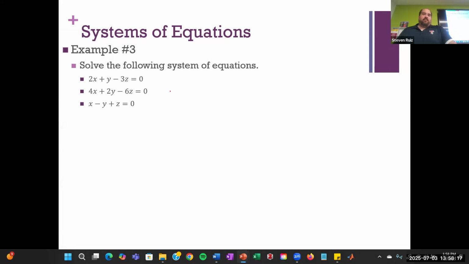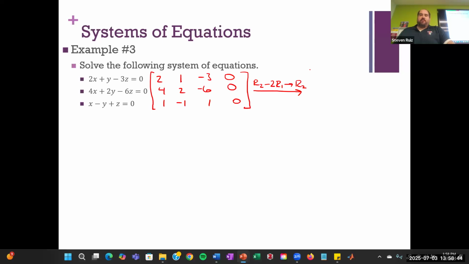So we realize that the top two equations are absolutely multiples of each other, right? So let's do this. 1 minus 1, 1, 0. What if I do row 2 minus 2 row 1 and put that back into row 2? What's going to happen to row 2? Zero, zero, zero, zero.